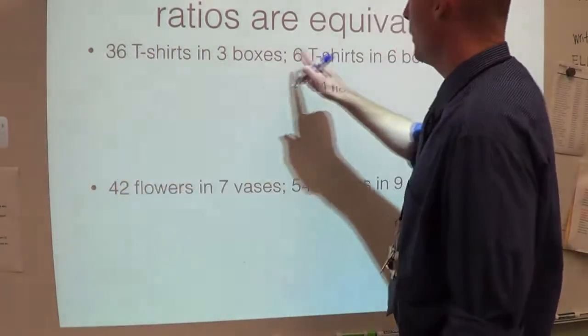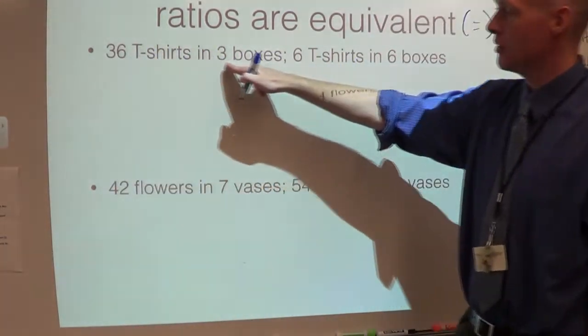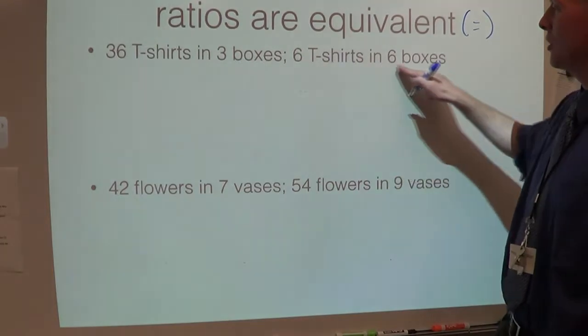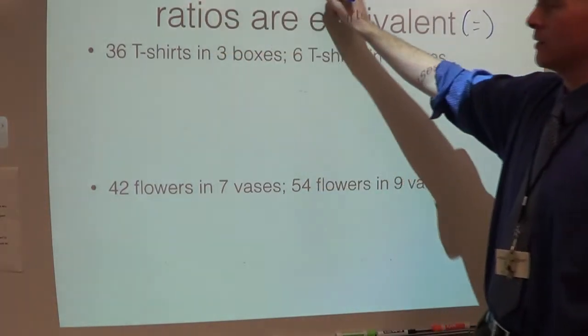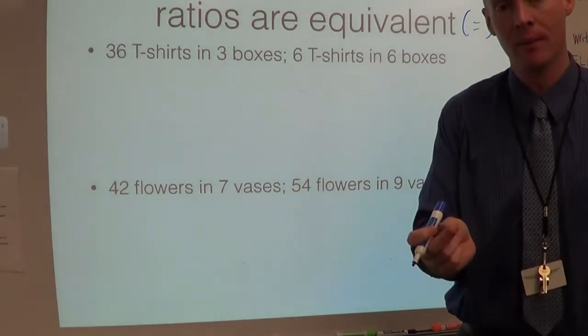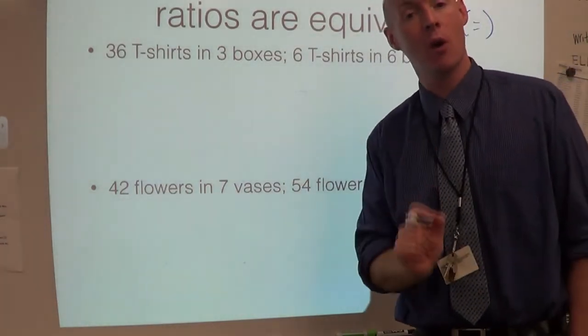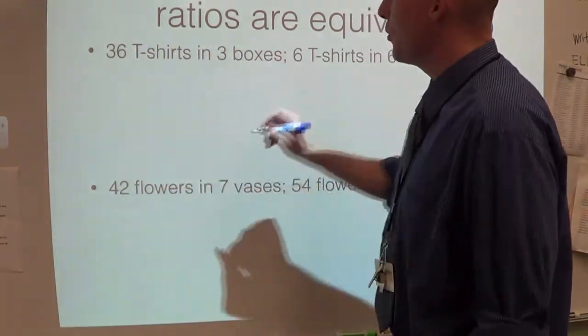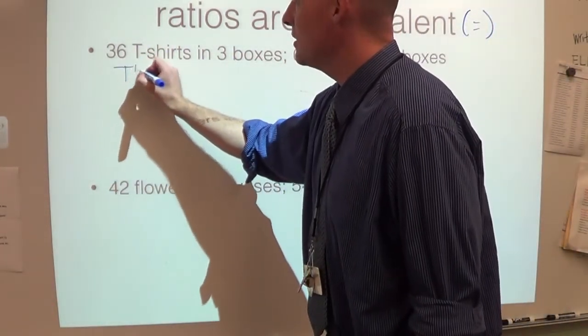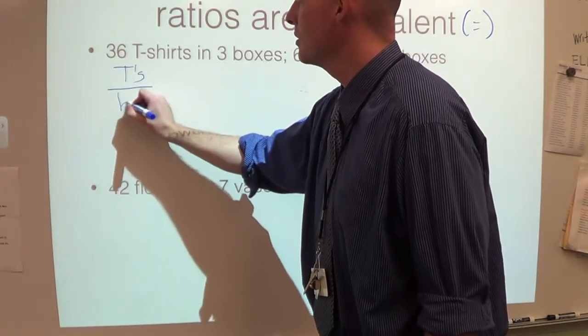Here I have two different ratios. 36 t-shirts in 3 boxes, 6 t-shirts in 6 boxes. And we're going to use unit rates to see are they equal. Remember, unit rates are always over 1. So let's check it out. 36 t-shirts in 3 boxes. I'm going to do t's over boxes.